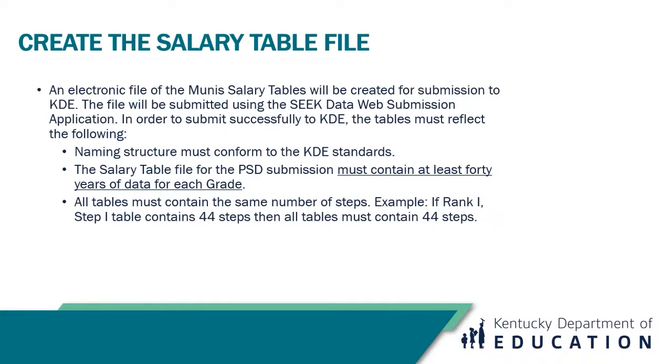So creating the salary table file, an electronic file of the MUNIS salary tables will be created for submission to KDE. The file is submitted through the Seek Data web submission application, and in order to submit successfully to KDE, the tables must reflect the following: a naming structure that conforms to KDE standards, and the salary table file for PSD submission must contain at least 40 years of data for each grade. And all tables must contain the same number of steps. Example, if rank 1, step 1 table contains 44 steps, then all tables must contain 44 steps.